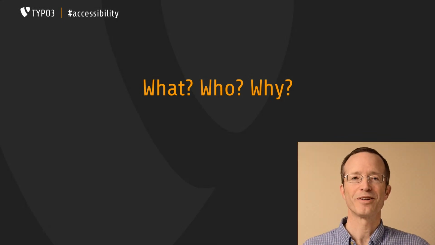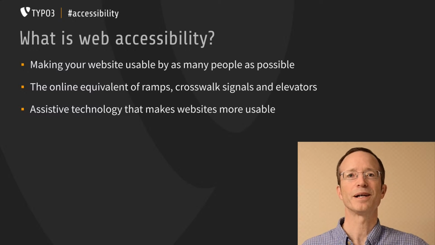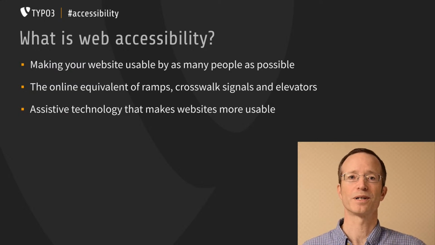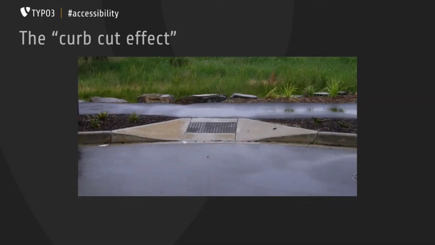Let's get started by answering some questions. Accessibility is all about making your website usable by as many people as possible. When walking around a city, we're used to helpful things like ramps and audible crosswalk signals. These were developed to help people living with disability, but we all make use of them. Pushing a baby carriage, riding a bike, using a wheelchair, or just walking across the street without tripping on the curb.